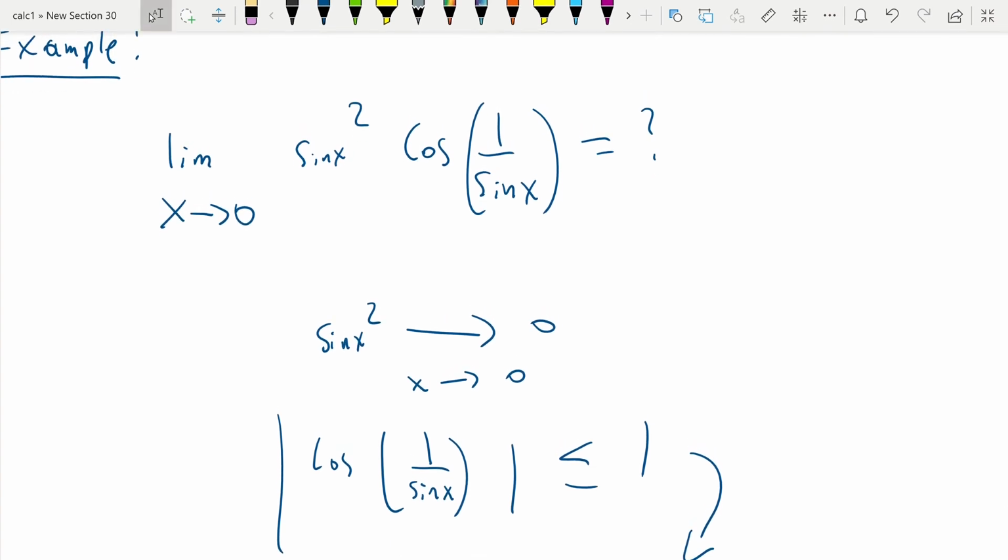Whenever we ask you to use the squeeze theorem, or you think you have to apply it, it always follows the same principle. You identify a function that goes to 0, which in this case would be sine of x squared, and a function that is bounded. The trick is to realize that you don't need to pay attention to the argument of cosine, because no matter what you put inside, cosine of that is going to be bounded between minus 1 and 1, in absolute value, no matter how complicated the expression is.